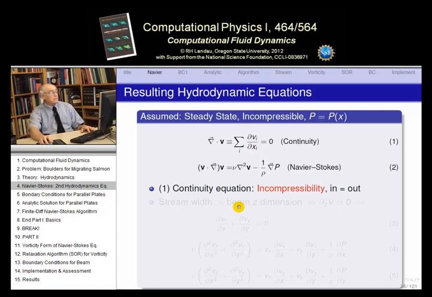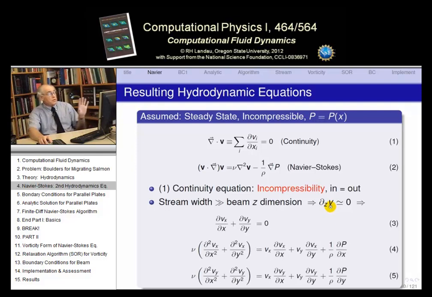So equation 1 is incompressibility, in and out is equal, and then for the stream width much, much greater than the z dimension in our problem, we can ignore any change in the z. If you remember what that was, moving with the current, the z direction of velocity is 0. So equations 1 and 2, which are in vector form, become, in explicit simultaneous component form, equations 3, 4, and 5. We have the continuity equation, x and y dependence of the x and y velocity components. We have then the Navier-Stokes equation, which becomes two simultaneous coupled equations as well.